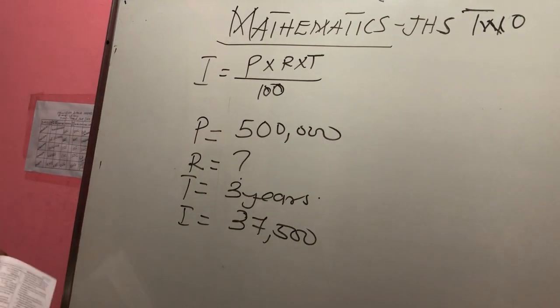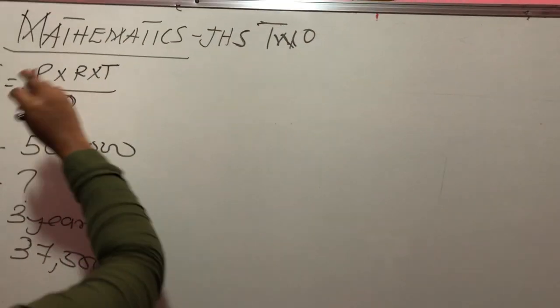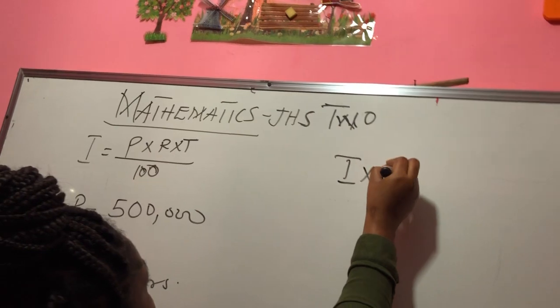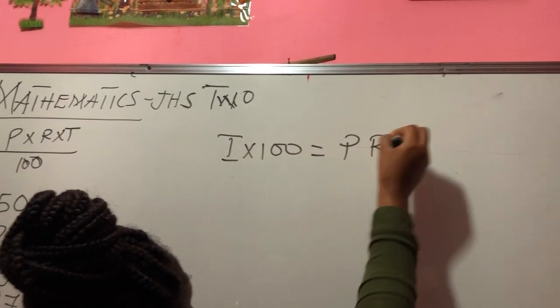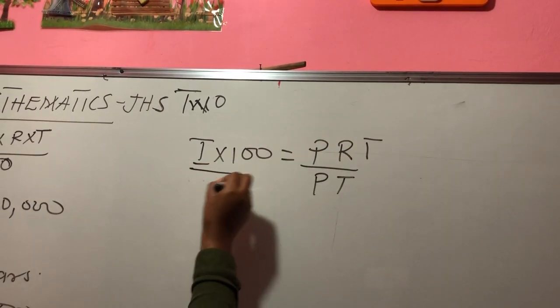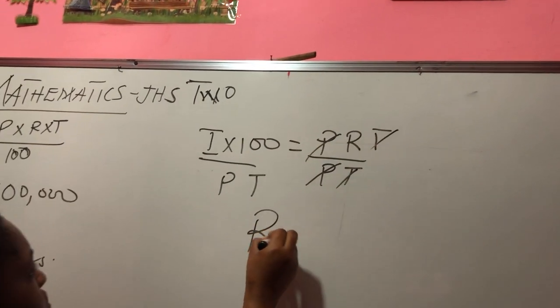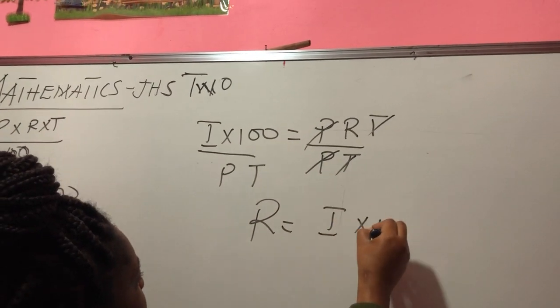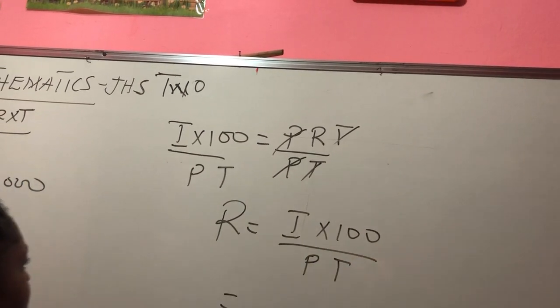37,500. Now when you come, you are going to generate your formula. We are finding rate, right? So we have interest times 100 all is equal to PRT. We want R to stand on this, so I divide through by PT and here by PT. So P goes here, T goes here. Now our rate is equal to what? I times 100 all over PT.